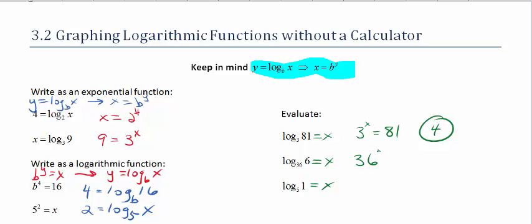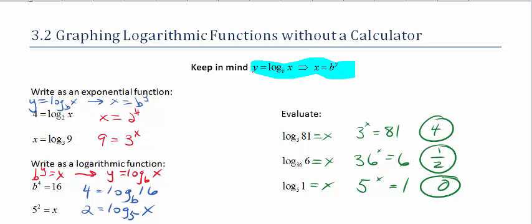Same thing here. 36 to what power equals 6? Well, that's a little bit harder. You have to remember that you can use a fractional exponent to make a square root. If I make x to 1/2, that says the square root of 36. Well, the square root of 36 is 6, so that works. Lastly, we have 5 to the x equals 1. That one seems like it doesn't have an answer. However, if you raise anything to the 0 power, it equals 1.